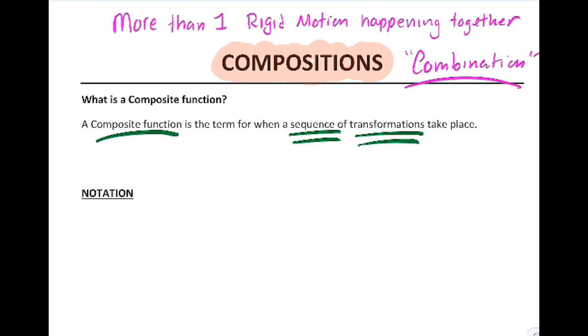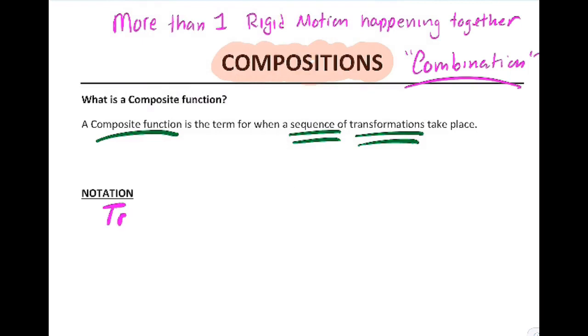That could be a reflection and then another reflection. That could be a reflection and then a rotation. Could be a rotation, then a translation, or any two, or really it doesn't have to be just two, but we'll probably just focus on mostly combos of two. The notation is the tricky part. So I'm going to give you an example.